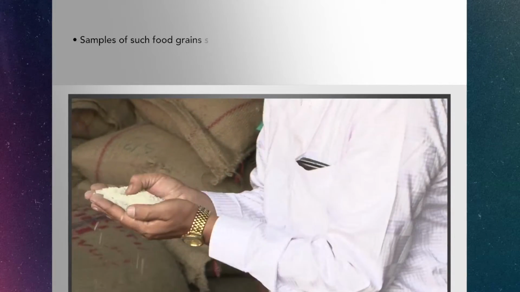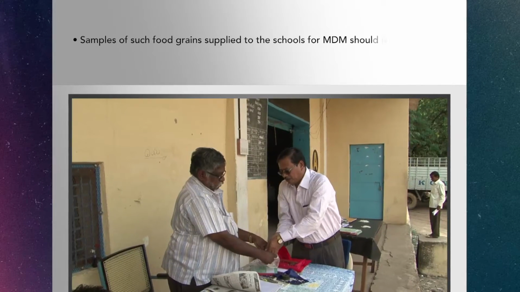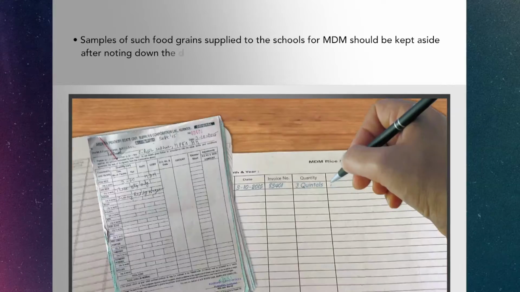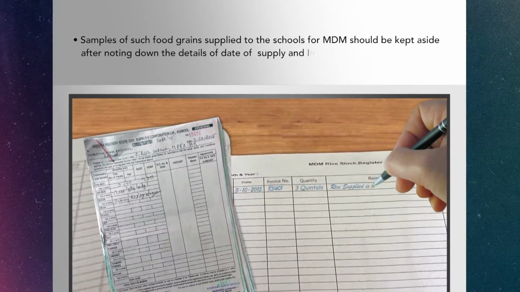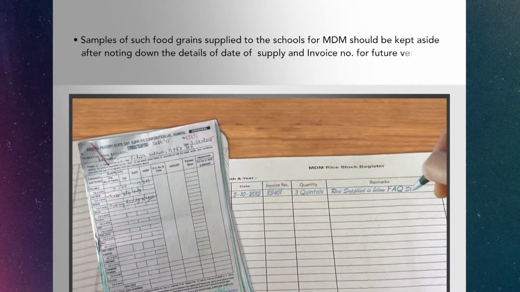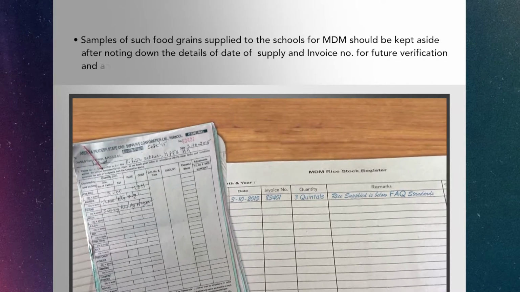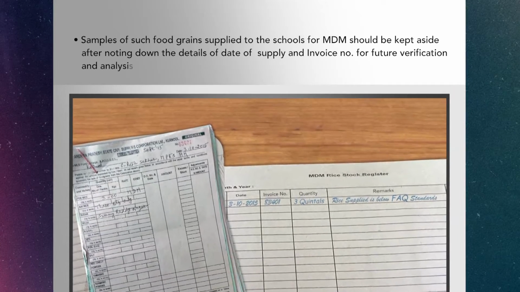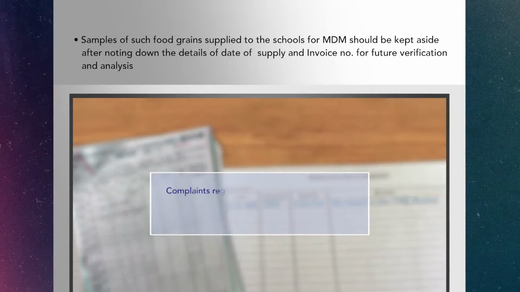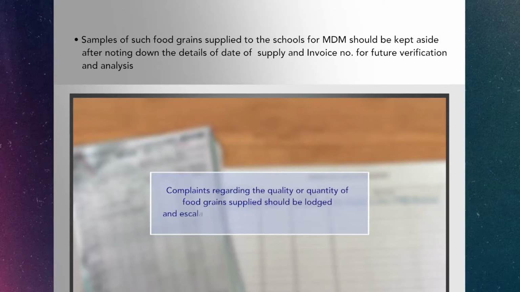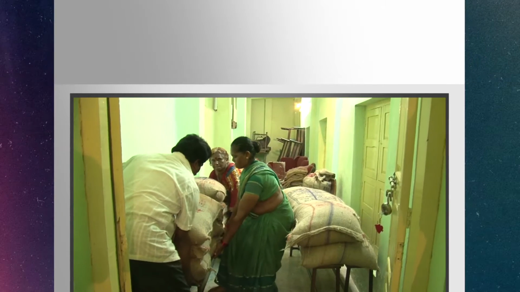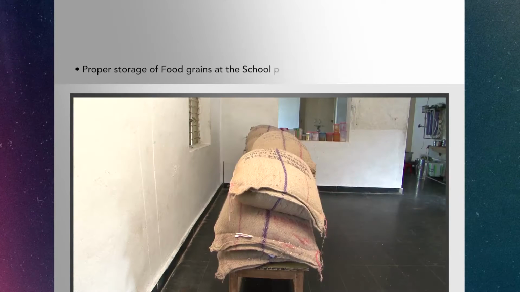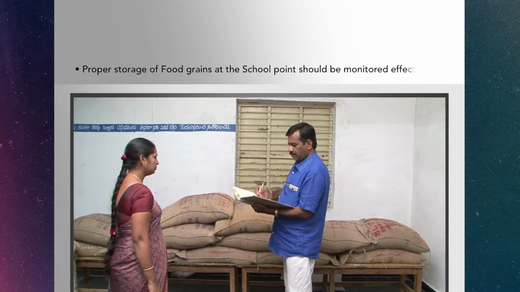Samples of such food grains supplied to the schools for MDM should be kept aside after noting down the details of date of supply and invoice number for future verification and analysis. Complaints regarding the quality or quantity of food grains supplied should be lodged and escalated at appropriate level and redressed. Proper storage of food grains at the school point should be monitored effectively.